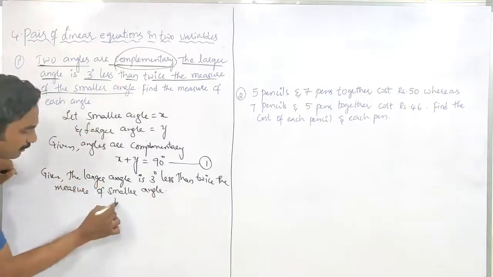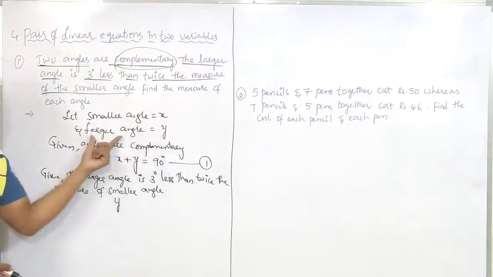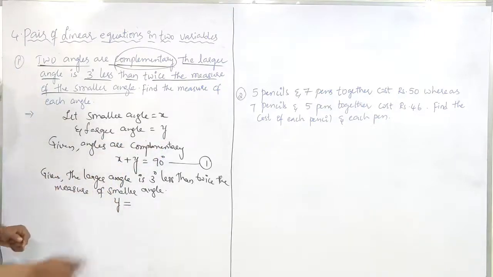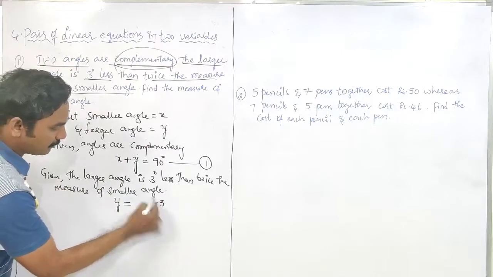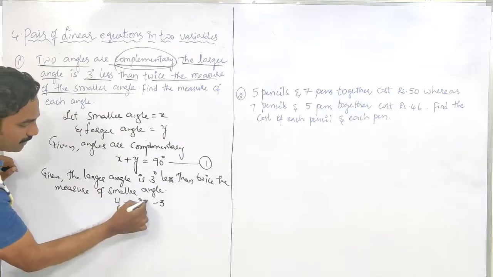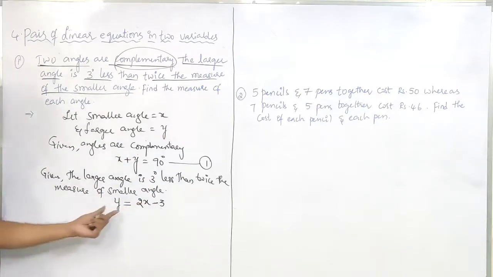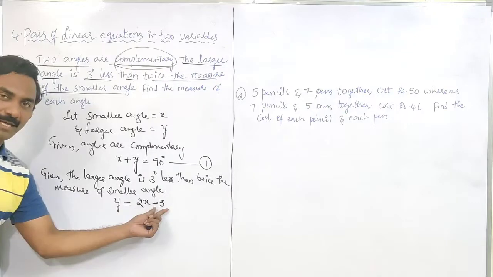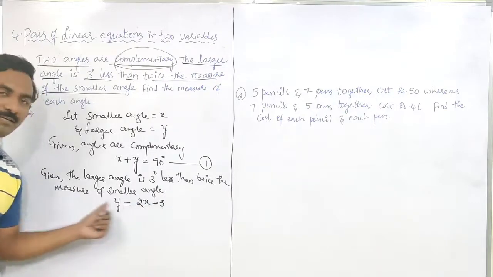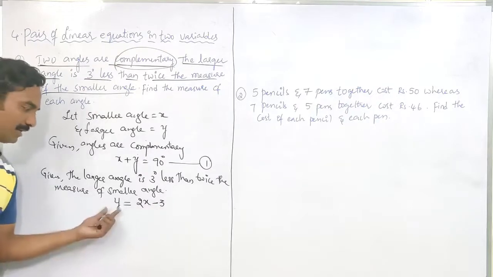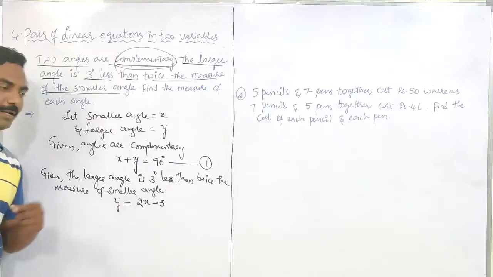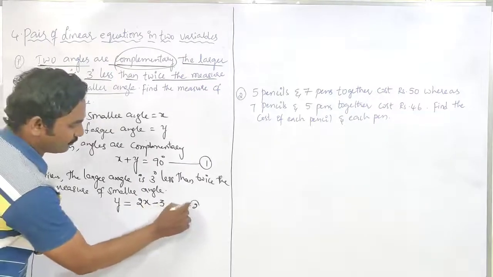The larger angle. What is the larger angle here? y. The larger angle is equal to 3 less than twice the measure of the smaller angle. Larger angle is 3 less than twice the measure of smaller angle. So this is the mathematical expression. Larger angle is equal to 3 less than twice the measure of smaller angle. So let us take this as equation 2.